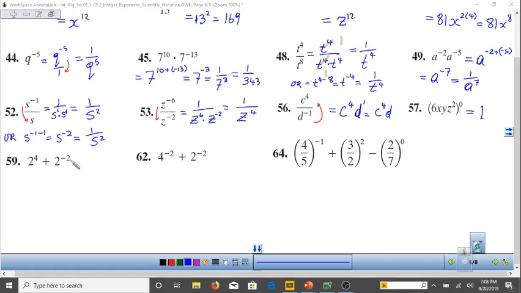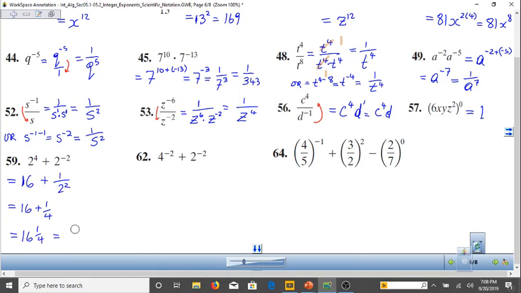2 to the 4 plus 2 to the negative 2. Well, 2 to the 4 is 16, 2 times itself 4 times. And 2 to the negative 2 is 1 over 2 squared. So basically, this is 16 plus 1/4, which is 16 and 1/4, which I can then write as an improper fraction. 4 times 16 is 64 plus 1 is 65. 65 over 4.